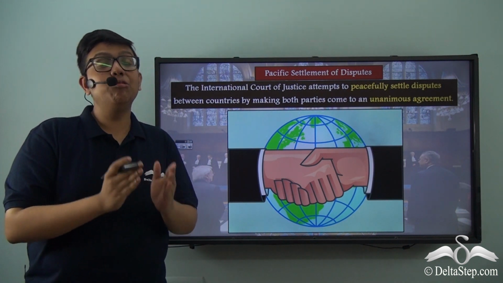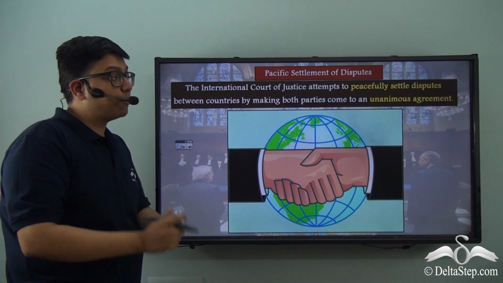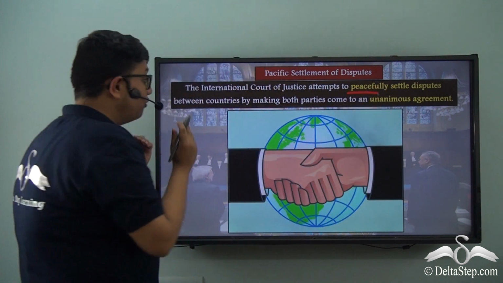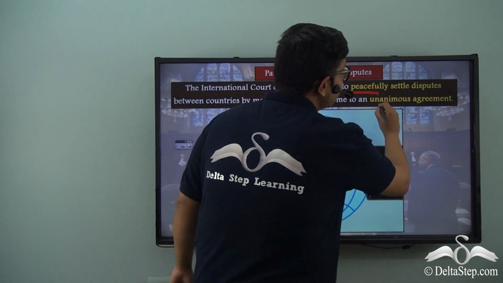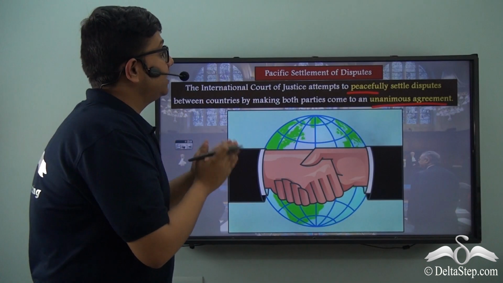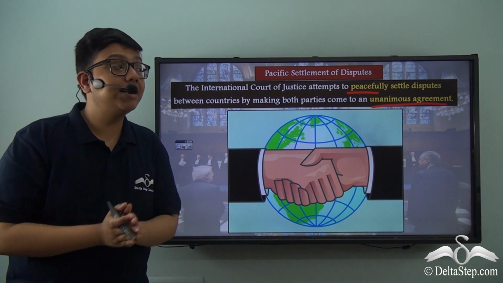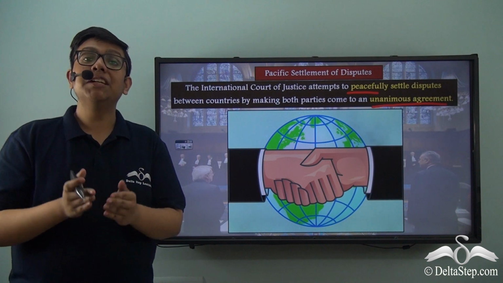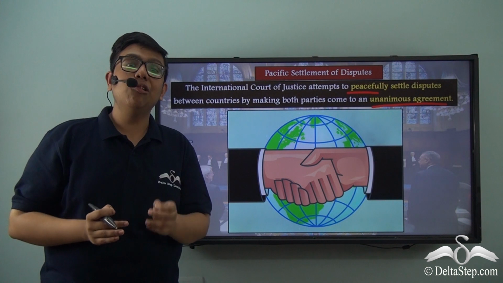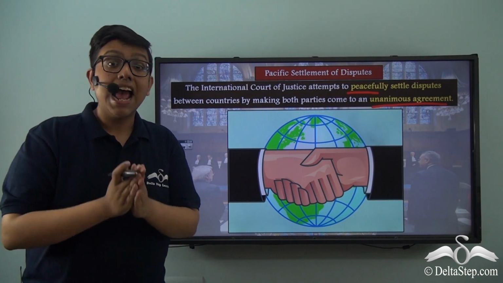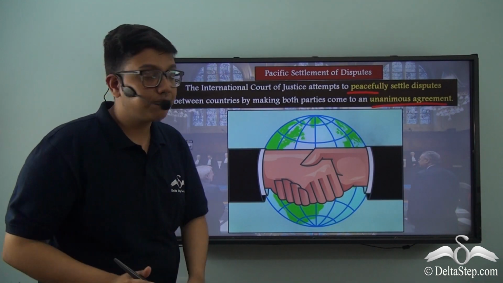Now, the most important function of the International Court of Justice pertains to its settling various disputes between two nations. Now, the International Court of Justice attempts to settle these disputes in a peaceful manner between the countries by making both parties come to a unanimous agreement. Now, in executing this function, the International Court of Justice abides by the Pacific Settlement of Disputes mechanism, which has been put forward by the United Nations Charter itself, in which it uses methods of arbitration and peaceful judicial settlement to truly bring disputes to a resolution.